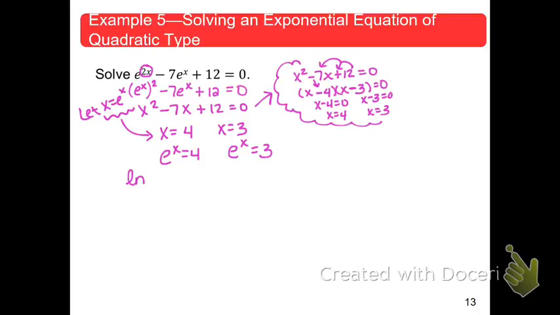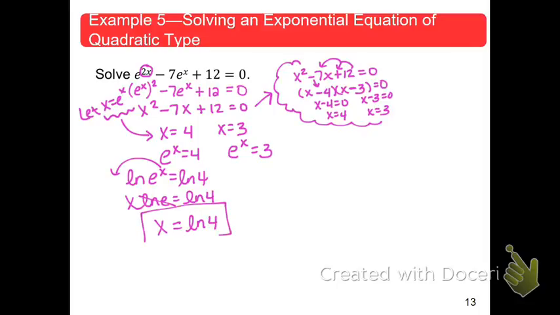So just working the e to the x equals 4, I get the natural log of e to the x equals, I'm sorry, equals the natural log of 4. Bungee your x. So x times the natural log of e equals the natural log of 4. We know the natural log of e is equal to 1. So x times 1 is x equals the natural log of 4. And it doesn't tell me to round to any decimal places or anything, so I am good leaving it like that.